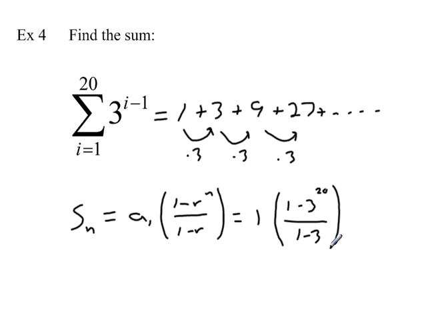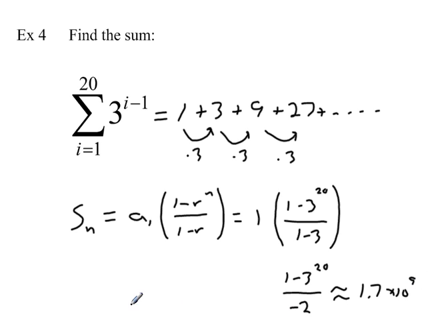Now, this can get a little complex to put in your calculator, so let's do what we can here. So 1 times, I'm just going to ignore that 1. We're going to have 1 minus 3 to the 20th power, all divided by negative 2. If you take care of what's on top and divide by negative 2, you'll get a very large answer, which is going to be about 1.7 times 10 to the 9th.